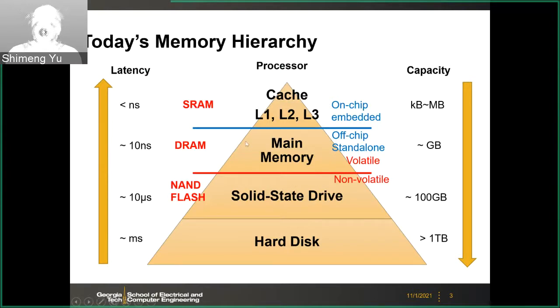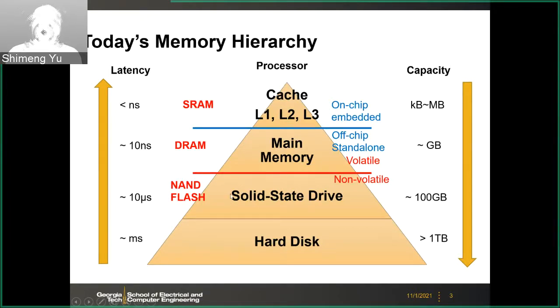And then the DRAM is off-chip. It's a separate chip, unless this is an embedded DRAM, eDRAM. But mostly DRAM is a standalone off-chip memory. You may have tens of gigabytes of DRAM, and DRAM's row cycle is typically tens of nanoseconds. And this is also volatile memory, SRAM and DRAM. So once you turn off the power, then you lose your data.